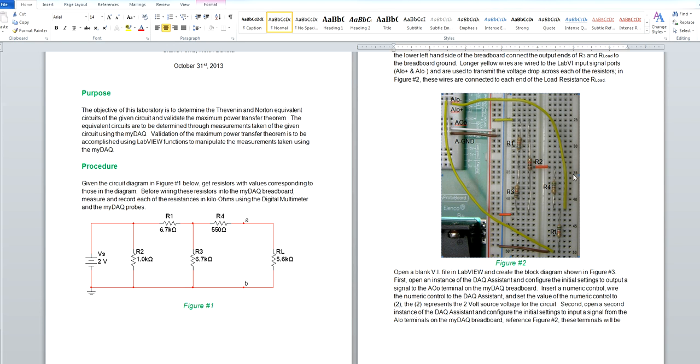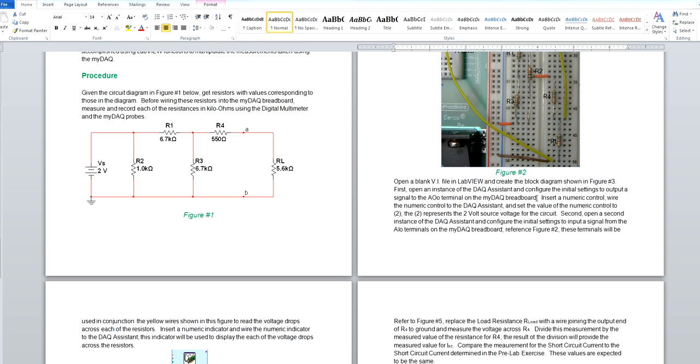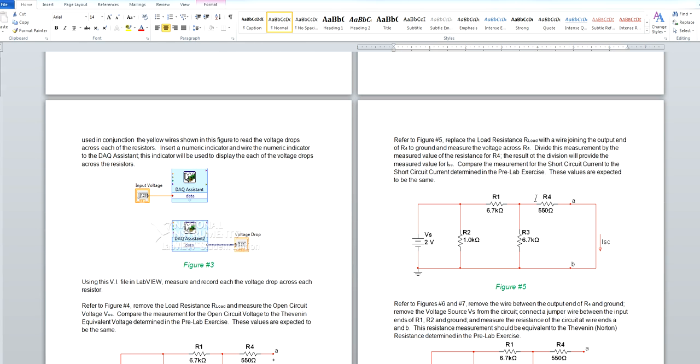The voltage reading we take across resistor 4 doing this is going to be the voltage drop that we effectively divide by the measured value for resistor 4. This will provide us with our short circuit current to compare against what we determined in our pre-laboratory report. This value should be approximately 0.256 milliamps based on the circuit provided in figure 1.